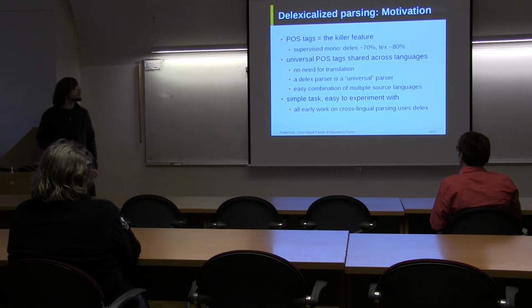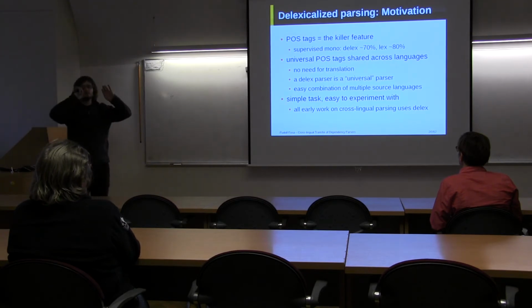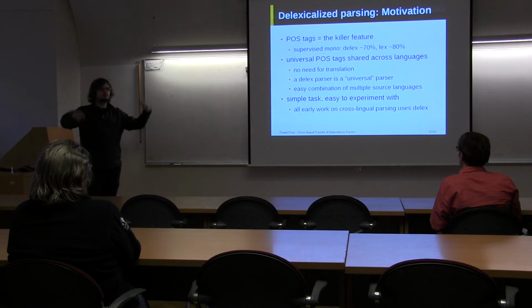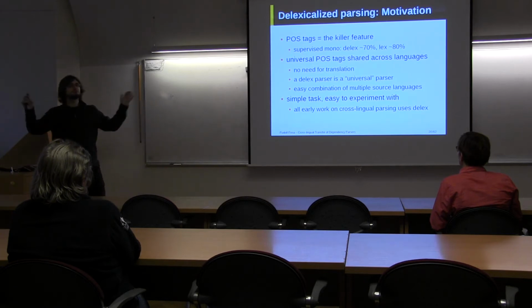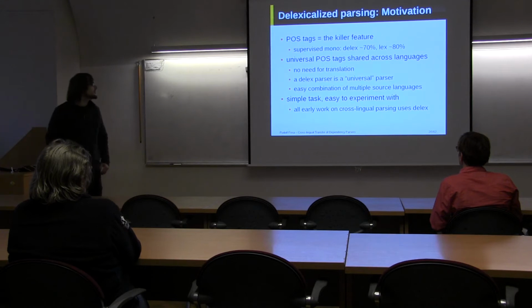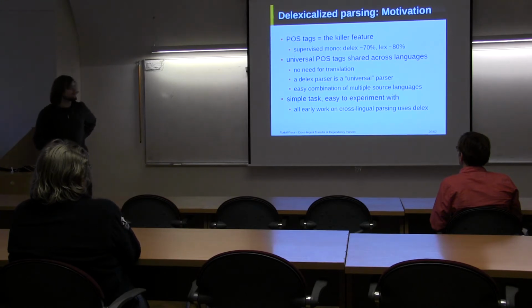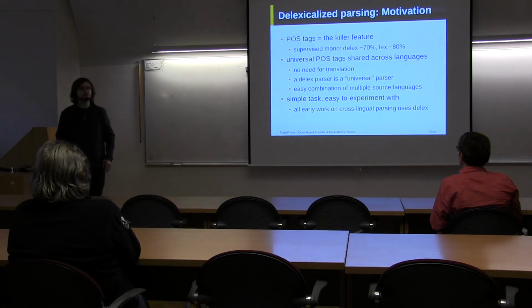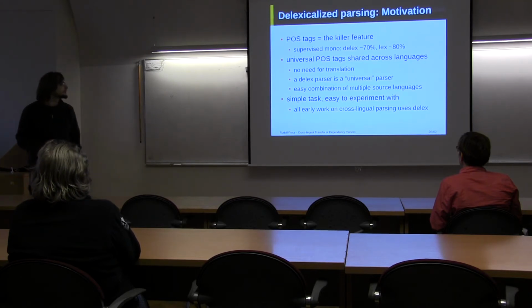And it's still popular today, even though there is better machine translation, because it's a very simple task. It's easy to experiment with. So you just remove the words from the treebank, you train the parser, and you're done. You just apply it to another language, and that's fine. So basically, all of the first experiments with cross-lingual parsing were done on the delexicalized one.